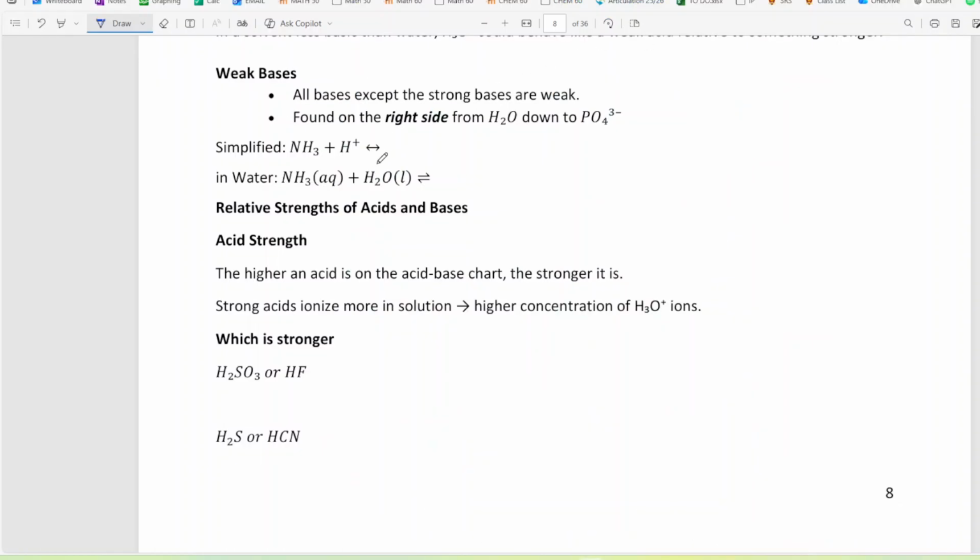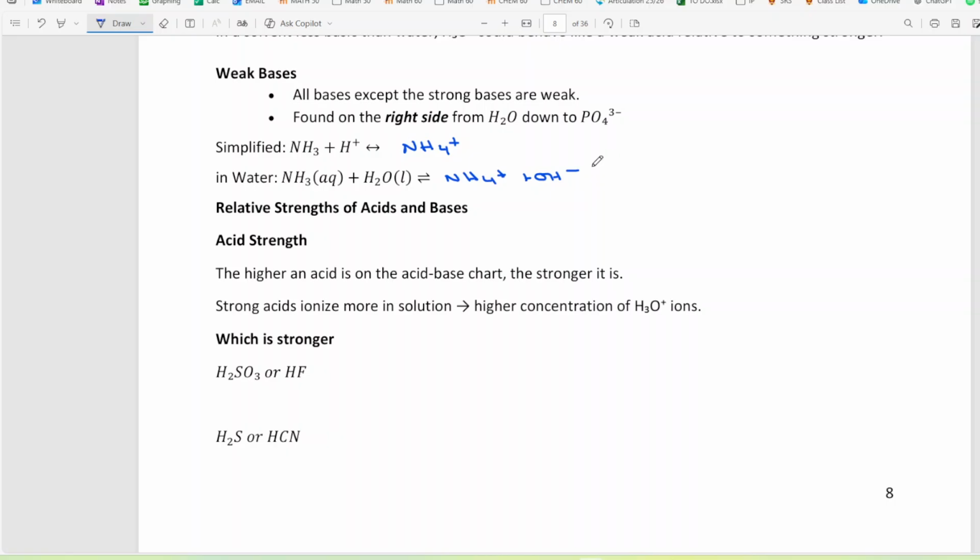So when we talk about the simplified version, you're just writing the reverse of the acid equation. So you're going to go the base plus the hydrogen ion forms the conjugate acid, right? But in reality, what's happening is that the ammonia is accepting the proton from water, forming the ammonium and a hydroxide ion. So now let's talk about that idea of relative strength. So there's strong and then there's weak.